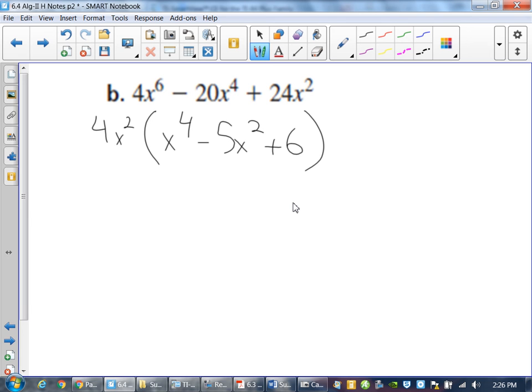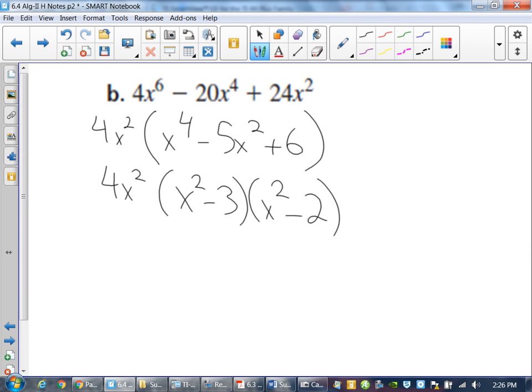So what times what is 6, and add together to get -5? We get x squared minus 3 and x squared minus 2. Can I factor any of that further? No. But let's just say I wanted to set this one equal to 0 and then graph it.